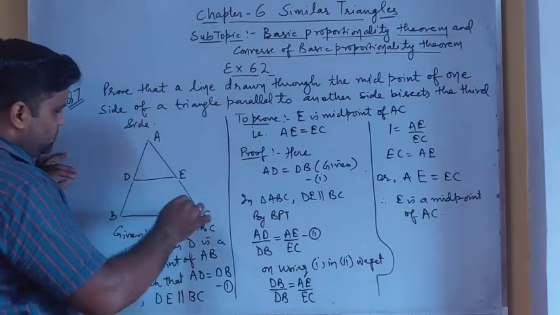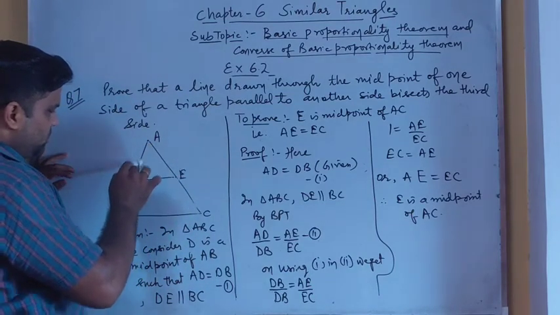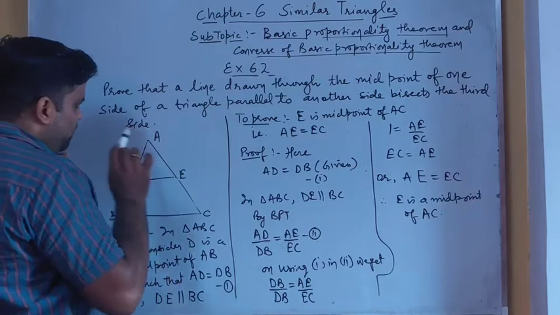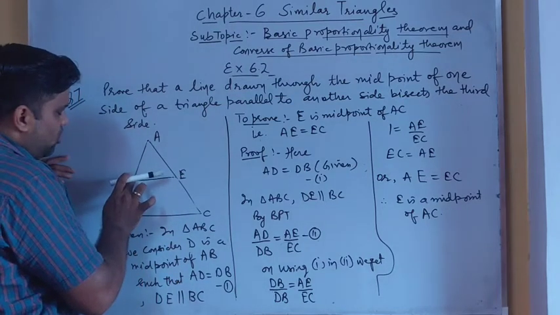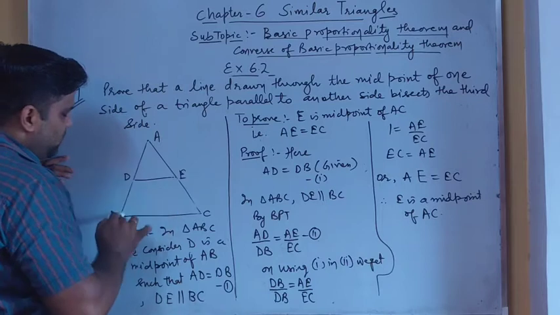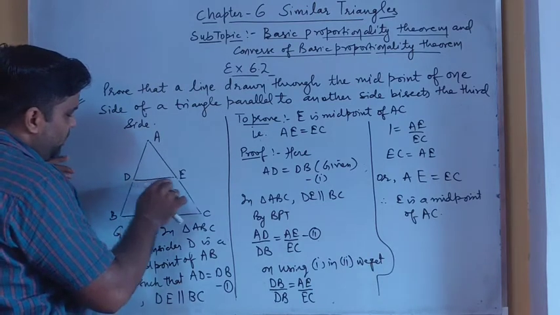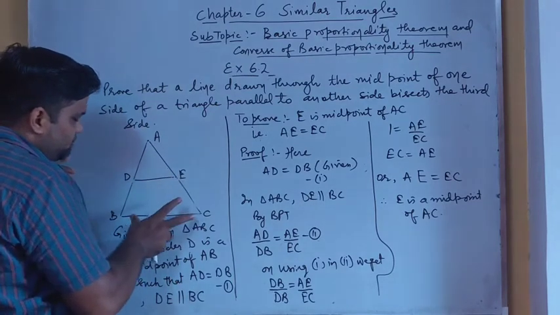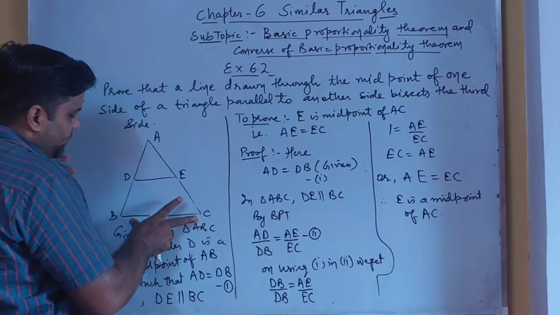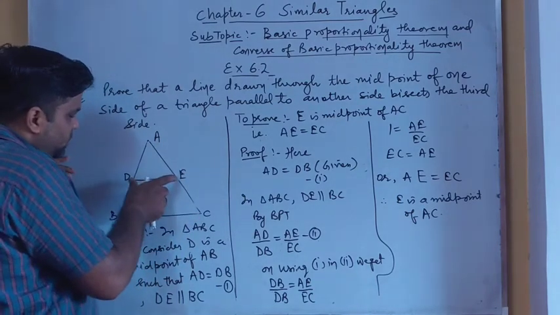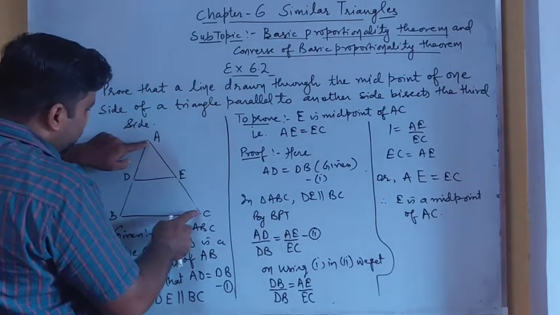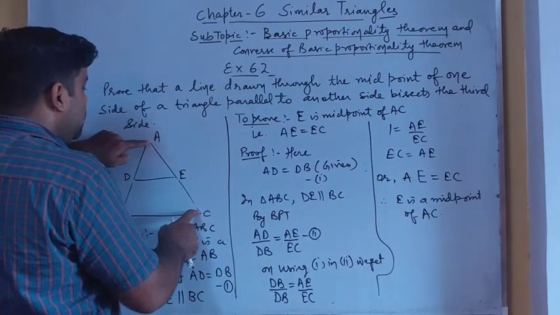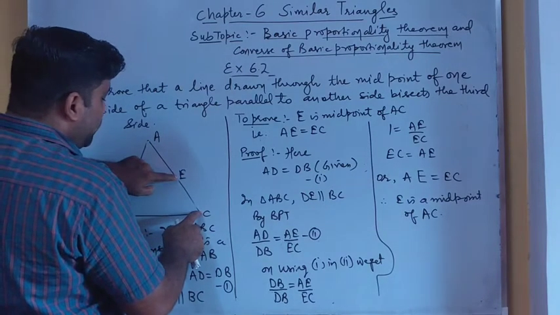First of all, we draw a triangle ABC. Here in this triangle we consider D is the midpoint of AB, such that AD is equal to DB. Here we have to prove that when we draw a line through the midpoint of one side of a triangle, so here we draw a line DE. Here D is the midpoint of side AB, so we draw a line DE which is parallel to side BC of triangle ABC. So this line DE will bisect the third side, which is AC of triangle ABC, such that AE will be equal to EC.